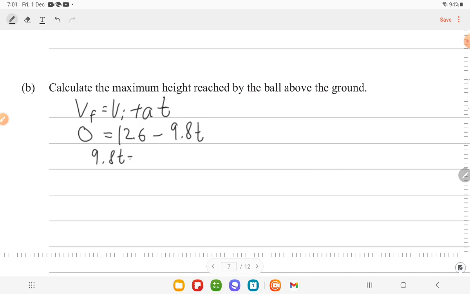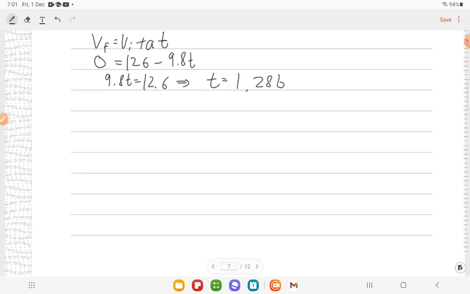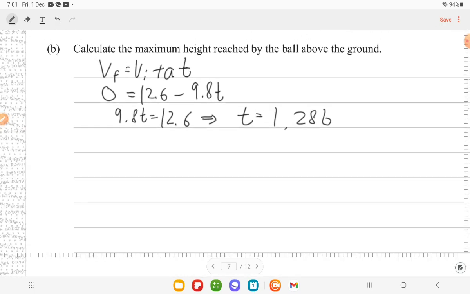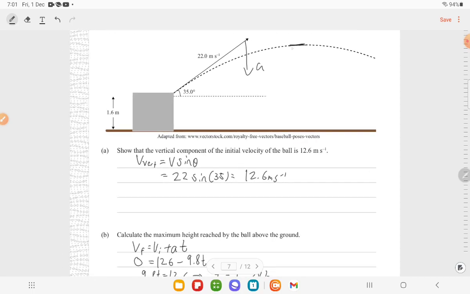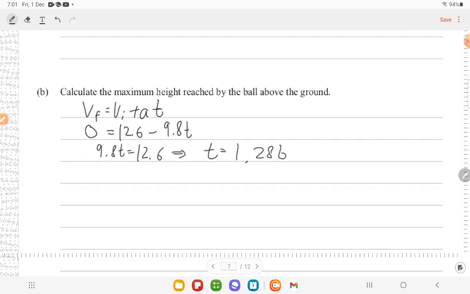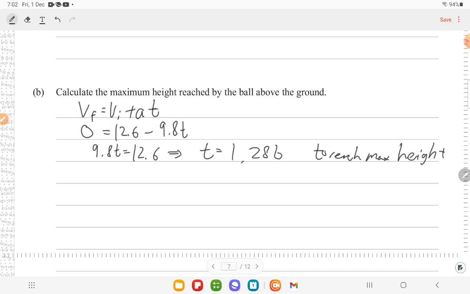So 9.8 t is equal to 12.6, which implies time is equal to 1.286. Wait, let me check. 12.6 divided by 9.8, right. Okay, 1.2857 is 10 divided by 7. Okay, so time is equal to 1.286 seconds. So the time it takes to reach this maximum height is 1.286 seconds.